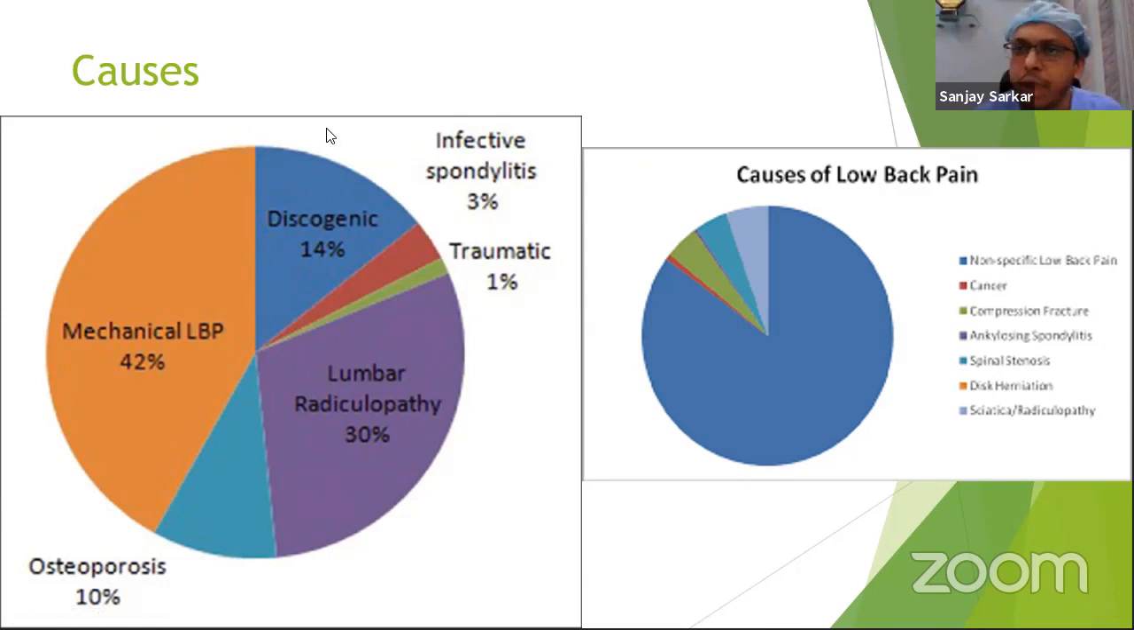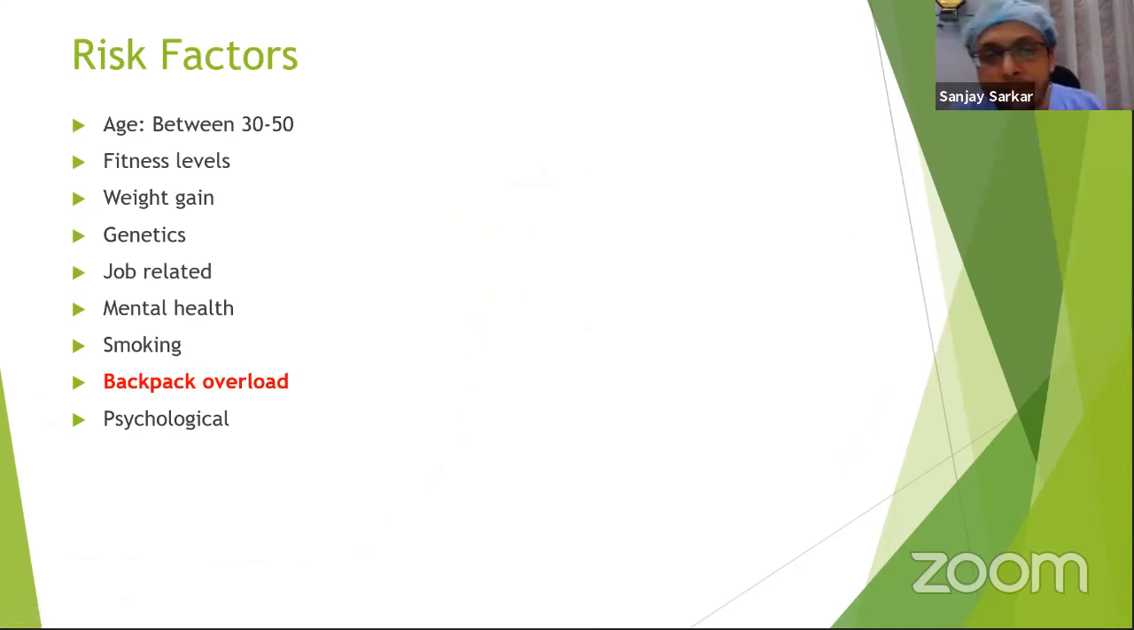Risk factors. You can go ahead and read through it. I don't want to bore you, or me, just by reading through stuff. Backpack overload is in red, and please be aware that backpack overload is other than school bag syndrome. I'm sure you have heard about school bag syndrome, which is nothing but heavy load carried by children, teens or adolescents during the school days, causing thoracic pain, lumbar pain, neck pain, and shoulder pain. There are many variables that predispose to spinal pain due to backpack overload, so you need to be aware of that kind of episode.